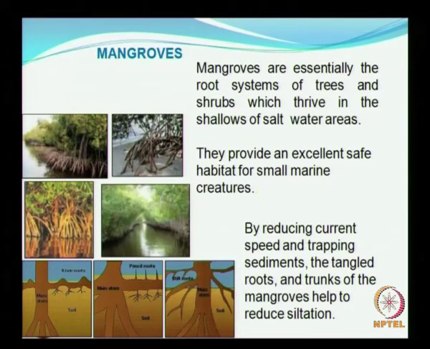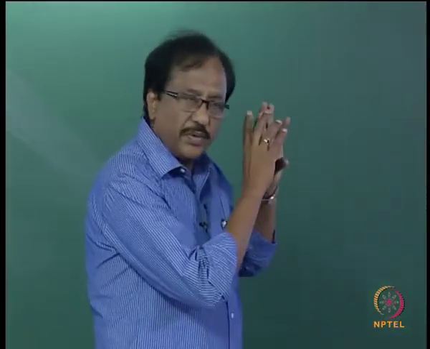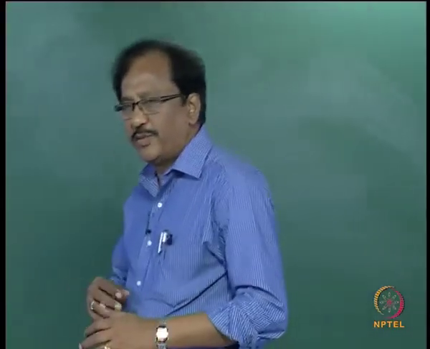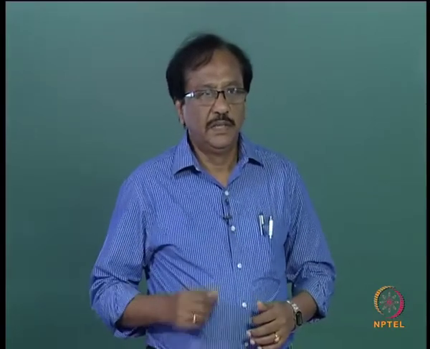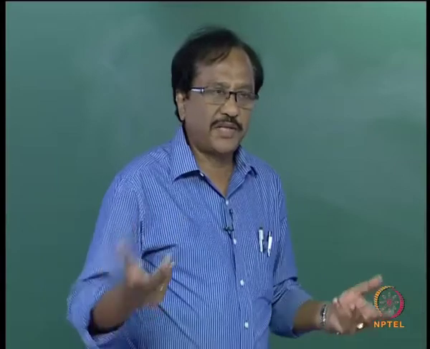Then, by reducing the current speed and trapping the sediments, the tangled roots and trunks of the mangroves help reduce siltation. But you should remember that mangroves can really flourish only at locations where there is exchange of sea and fresh water. You cannot have mangroves all along the coast; they will not thrive.